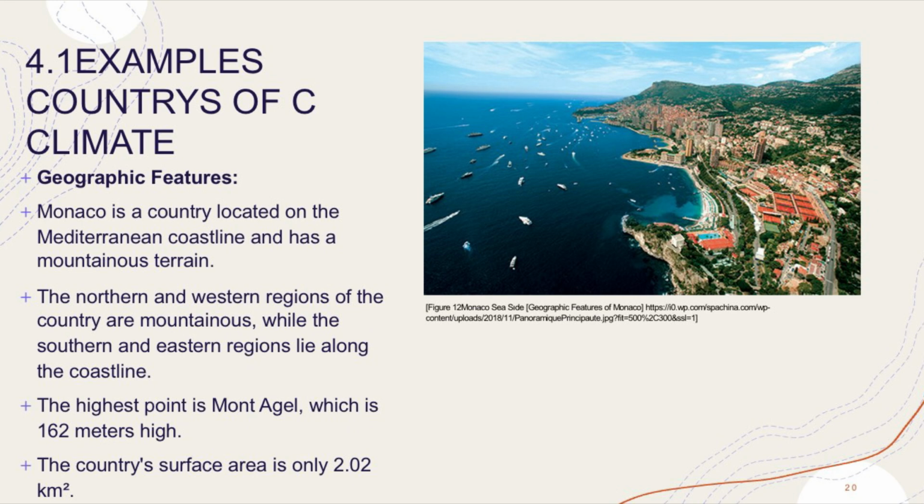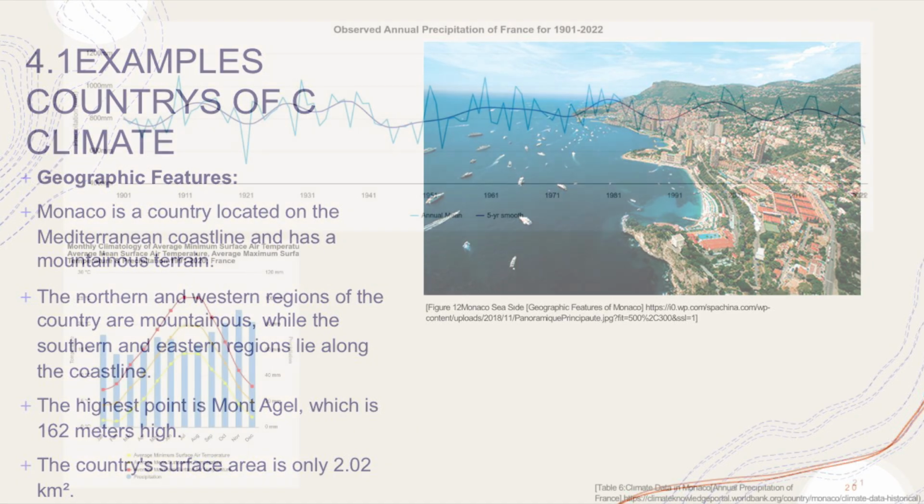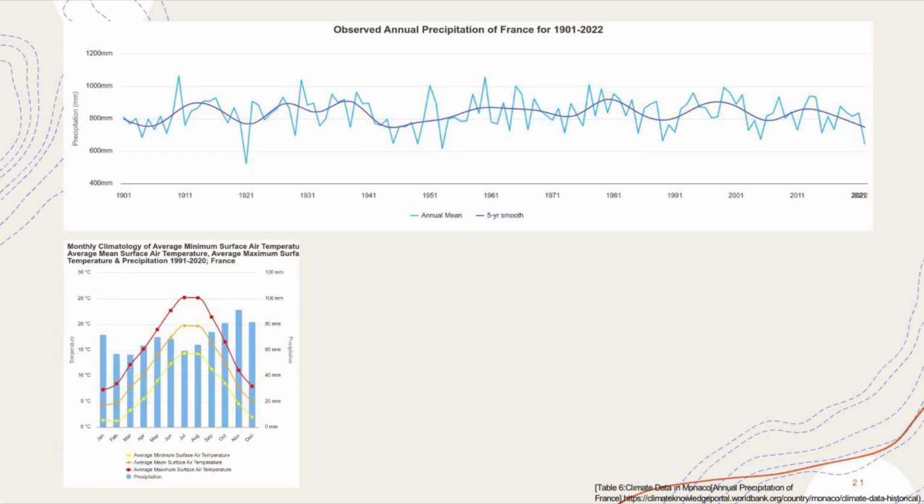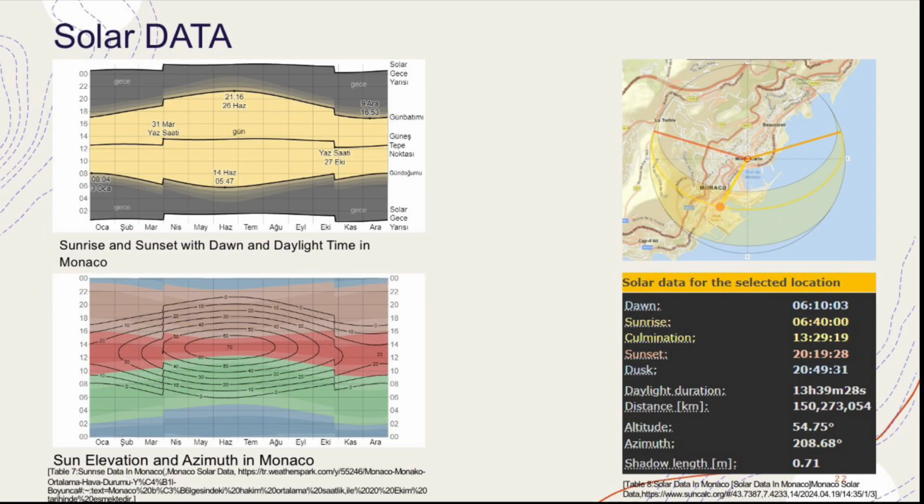Geographic features. Monaco is a country located on the Mediterranean coastline and has mountainous terrain. The northern and western regions of the country are mountainous while the southern and eastern regions lie along the coastline. The highest point is Mount Aigul, which is 162 meters high. The country's surface area is only 2.02 square kilometers. Here is the solar data: sunrise and sunset with dawn and daylight time in Monaco, and sun elevation and azimuth in Monaco. Here is the solar data for the selected location.